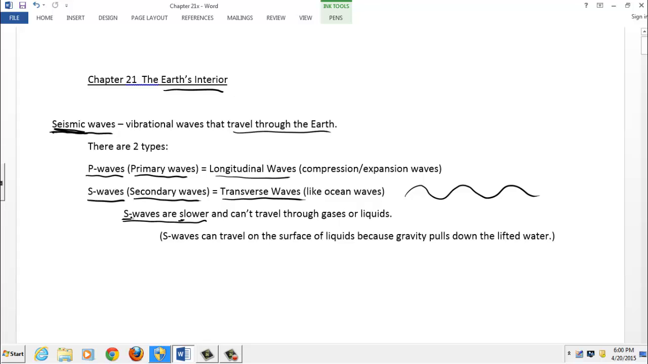And it turns out that the secondary waves, the S waves, cannot travel through gases and liquids. And then you might be thinking, wait a minute, I thought transverse waves happened in water. Well, on the surface of water they happen. And that's because the weight of the water can pull the wave down. But if you're inside a lake or inside a swimming pool, you can't create S waves, transverse waves. They don't propagate through water.